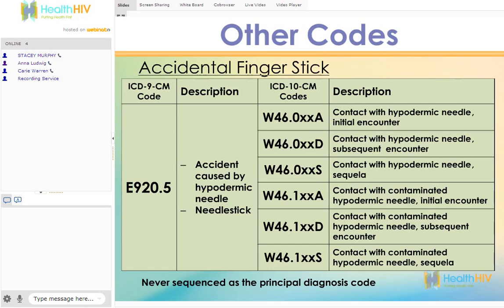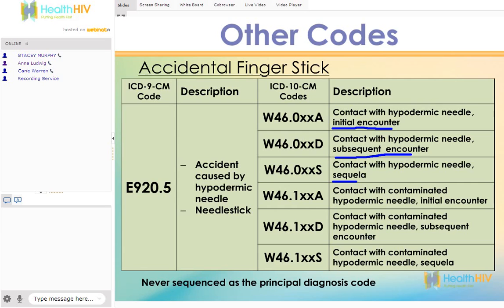So you have your contact with hypodermic needle, and we spoke about the 7th character, ADS, designates that A is the initial encounter, D is the subsequent encounter, and S is the sequela. The A just means that the patient is being treated and the condition is in its active phase. So as long as the patient is coming in for treatment during the active phase, you would select the code that ends with the letter A.